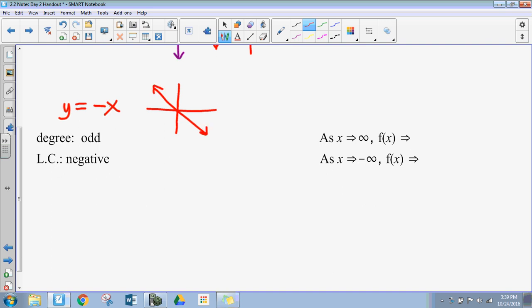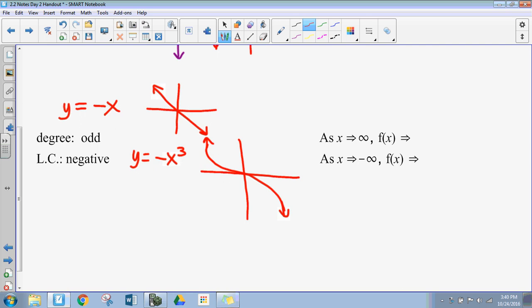Okay. When I have y equals negative x to the third, that's going to have the same end behavior. It's going to be going up there and down there. And then something else is going to happen in the middle. Okay, so we're just focusing on the end behavior right now. We'll talk more about how to graph the polynomial towards the end.